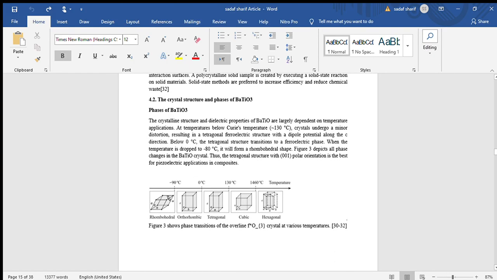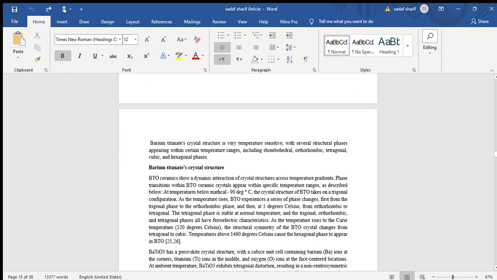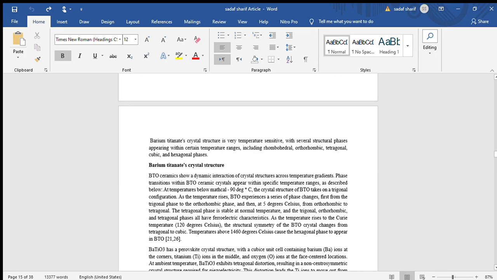The crystal structure and phases of barium titanate. There are 5 phases of barium titanate: rhombohedral, orthorhombic, tetragonal, cubic, and hexagonal. The tetragonal structure with polar orientation is the best for piezoelectric application in composites. Barium titanate crystal structure is very temperature sensitive, with several structure phases appearing within certain temperature ranges, including rhombohedral, orthorhombic, tetragonal, cubic, and hexagonal phases.